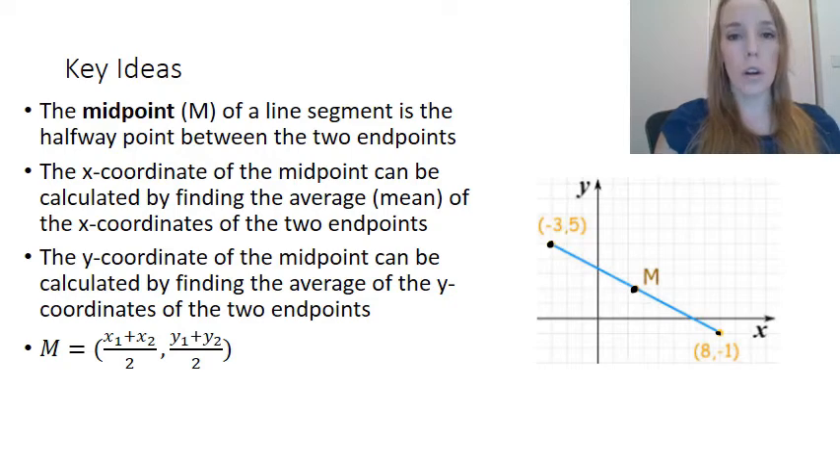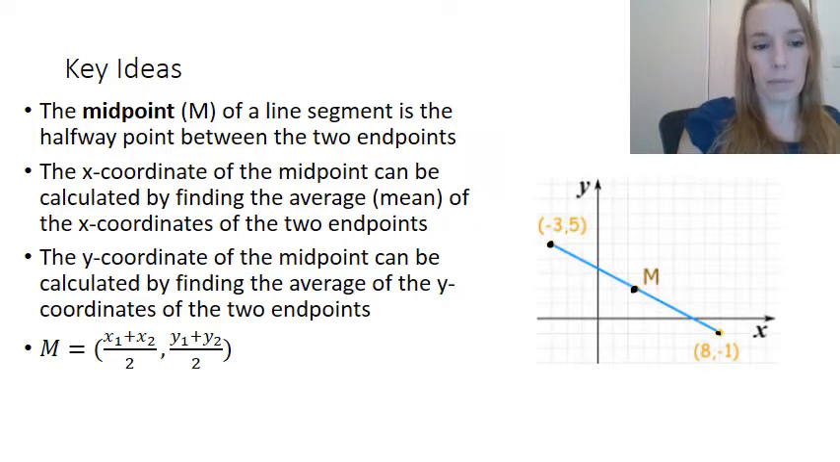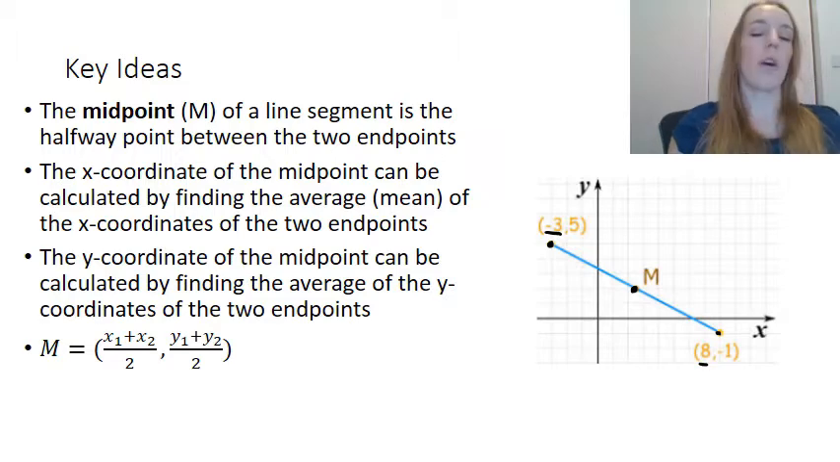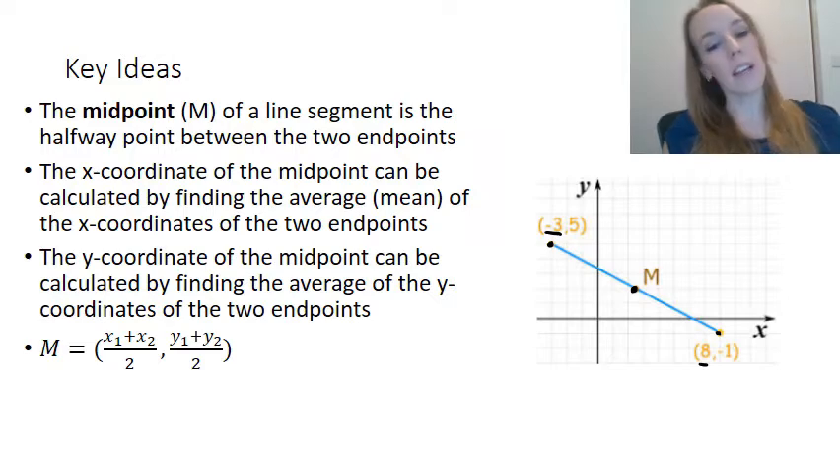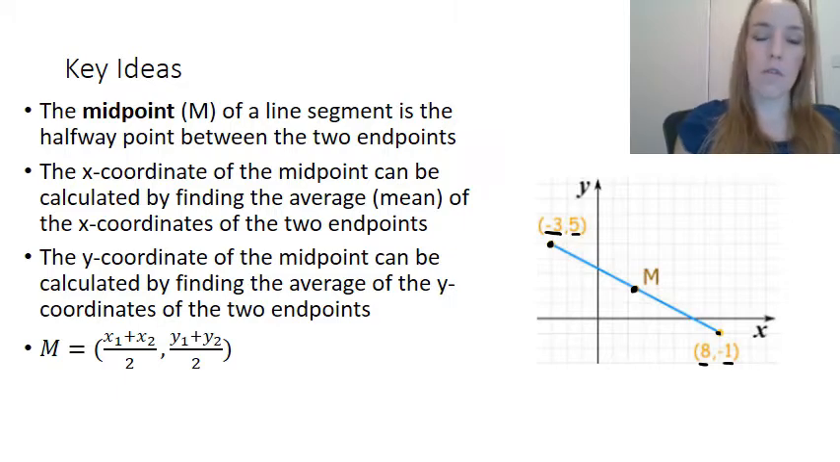So the x-coordinate of the midpoint can be calculated by first finding the mean of the two x-coordinates on the endpoints. So we'd have to calculate the average of -3 and 8 to work out our midpoint x-coordinate. Similarly, the y-coordinate of the midpoint can be calculated by finding the average of the y-coordinates of the two endpoints, so the average of 5 and -1. So our formula for midpoint is as below. Midpoint equals (x1 plus x2 divided by 2), that will be our first coordinate, and our second coordinate is y1 plus y2 divided by 2.